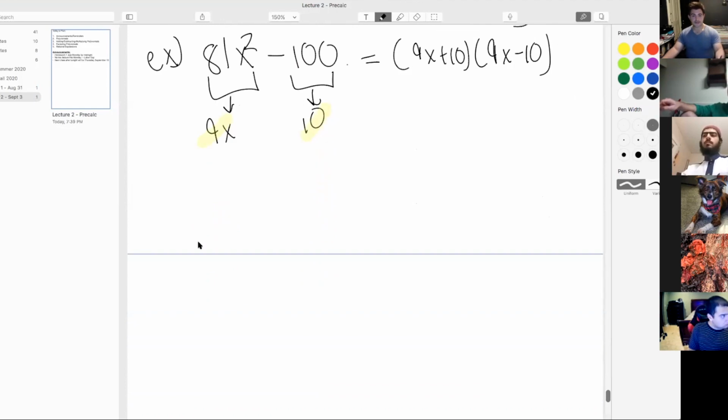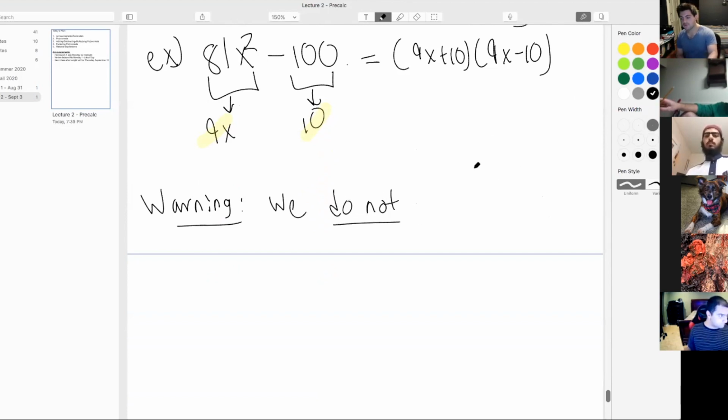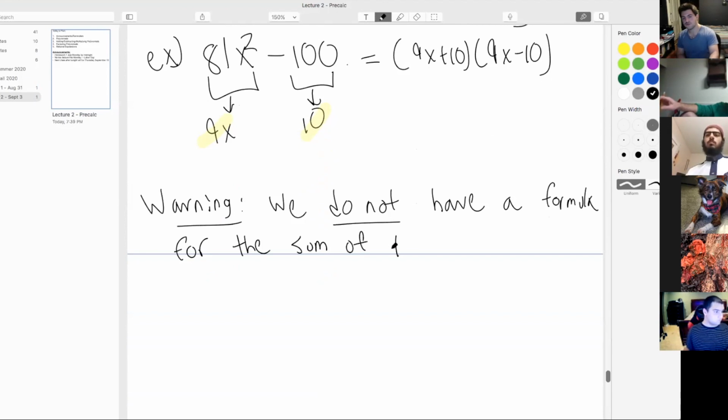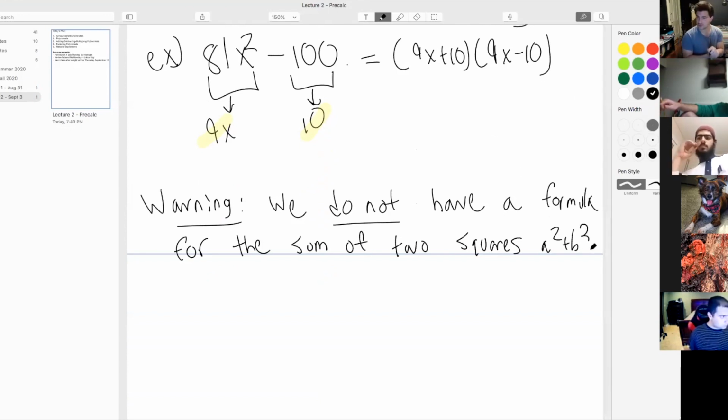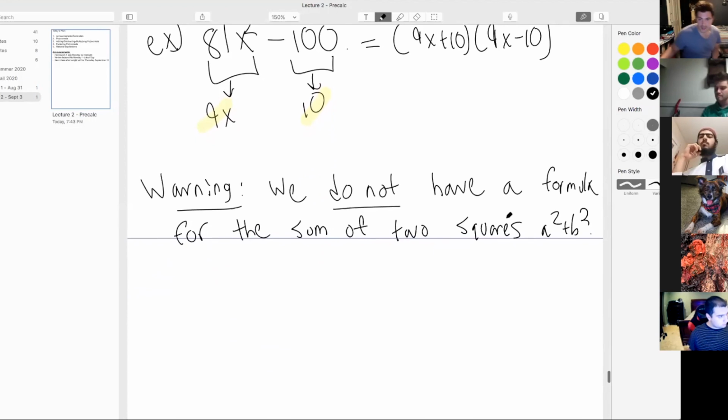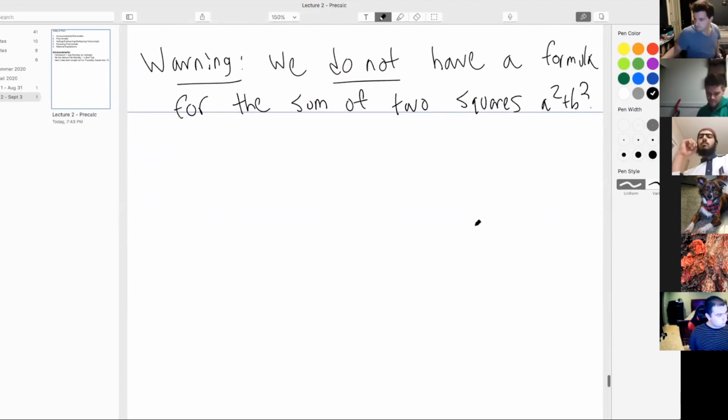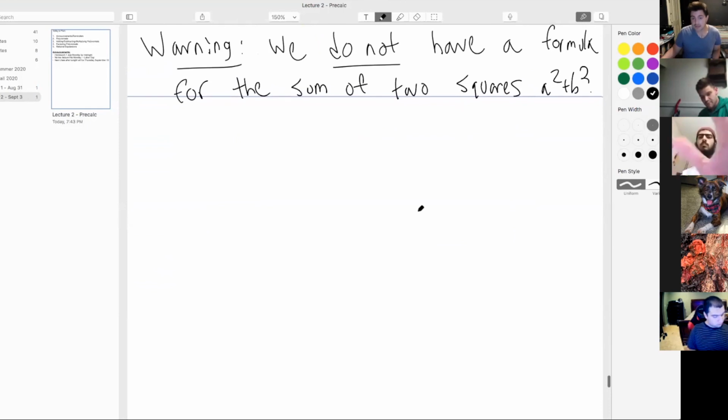And just a word of warning, we do not have a formula for the sum of two squares, a squared plus b squared. We just have it for when there's a minus sign in between the two. We do not have it for a plus sign. I hope everyone's with me. You can always stop me if anything is not clear.